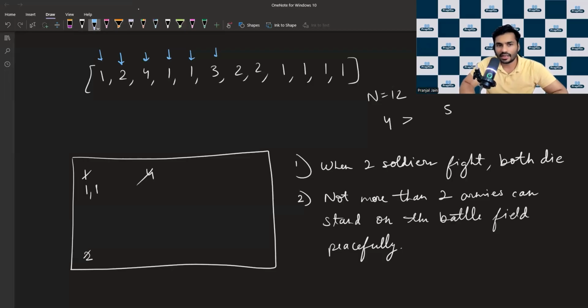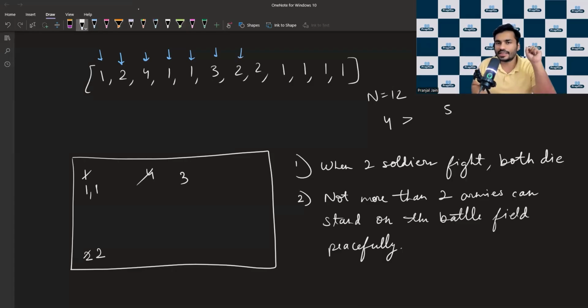Next, another soldier from army 3 this time. Okay. Again, there are only two active armies standing on the battlefield. So, yes, they can stand there peacefully. No war is going on. Moving forward, 2. Now, there's another soldier from army 2.